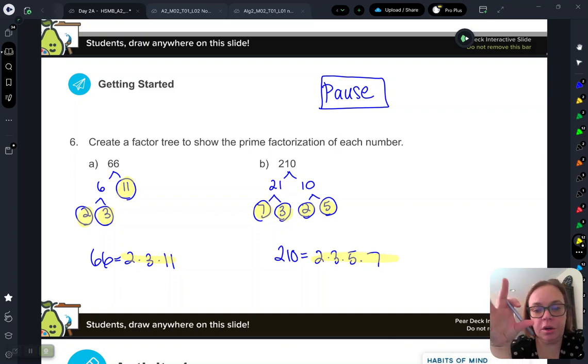So you could start the factor tree any way you want. Instead of 66, you could have done 33 times 2 or 22 times 3. I did 6 and 11, and then 6 is 2 and 3. So the factorization is 2 times 3 times 11. And then 210, I did 21 times 10. But again, you can start with two different things. And then the prime factorization, you get a 2, a 3, a 5, and a 7.